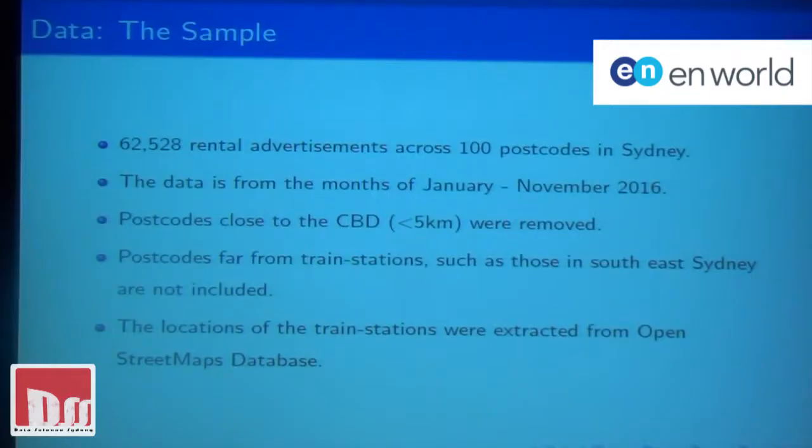So how did I calculate the nearest train station? The first thing was to determine the locations of the train stations. And I did that using the OpenStreetMap database. You can use the Overpass API. You can specify a bounding box and request the coordinates for all train stations. So using OpenStreetMap, I got the coordinates of all the train stations.